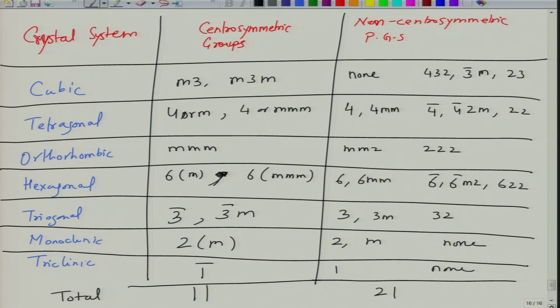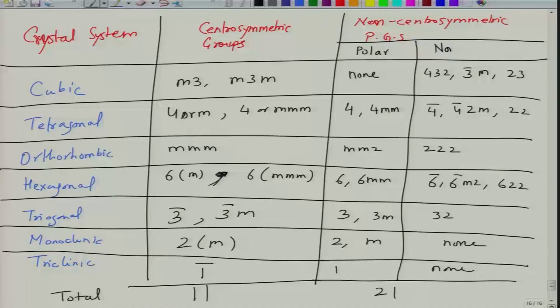I have put them in two columns because in the non-centrosymmetric there is a further division: some of these are polar and some of these are non-polar. The ones on the left are polar. Polar means the crystal will have a permanent dipole moment, and non-polar are the ones that, even though they are non-centrosymmetric, are not polar. The dipole moments basically cancel out each other when you put ions on them.